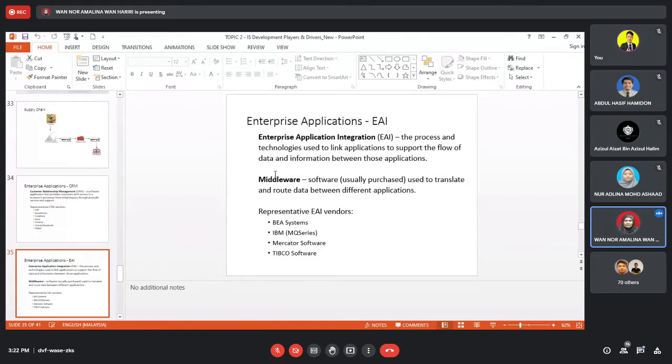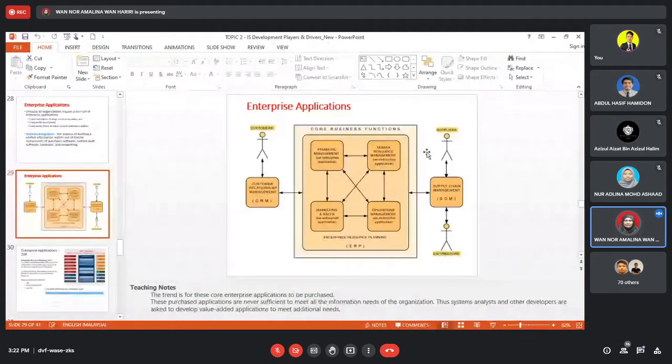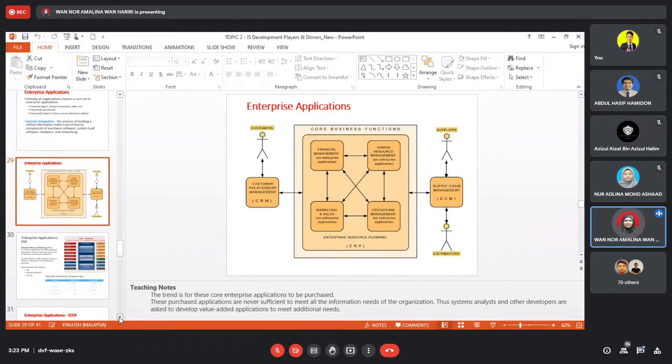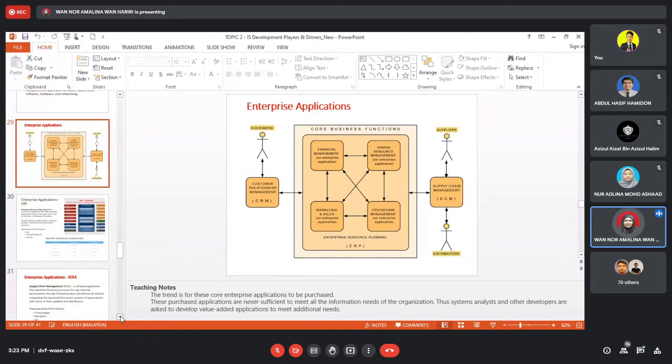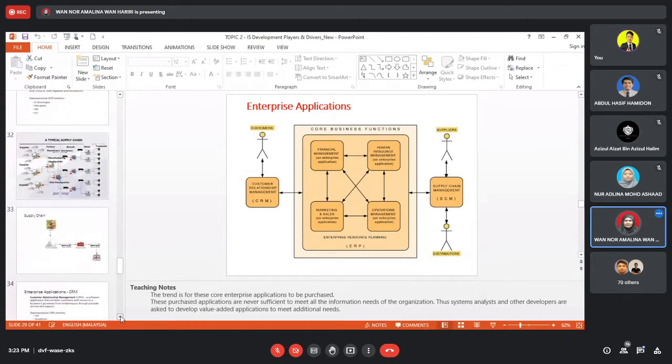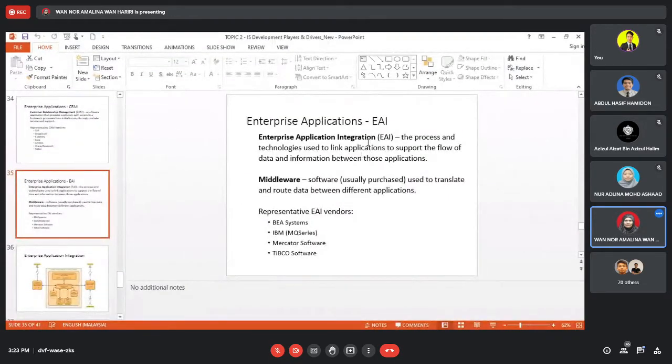Somehow, in order to talk with each other, contoh balik kepada diagram ni, in order for the systems to talk with one another, kalau same platform tu tak ada masalah sangat. Katakanlah CRM menggunakan platform lain, ERP platform lain, SEM platform lain. So how do all this system collaborate or interact with one another? So itu kita perlukan EAI, or we call in short, they are the enterprise application integration.